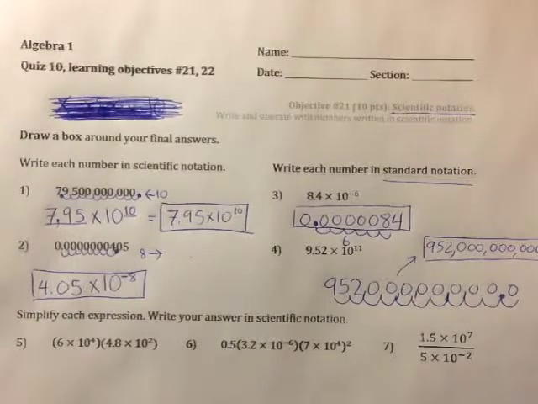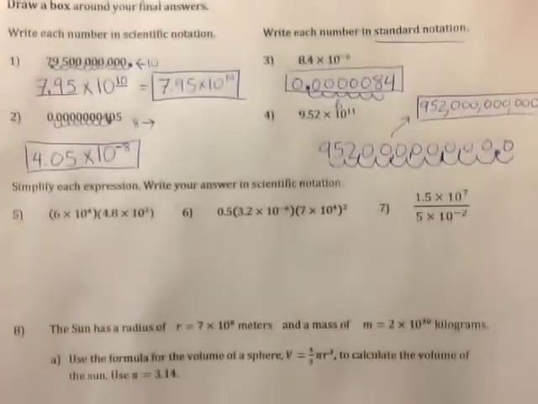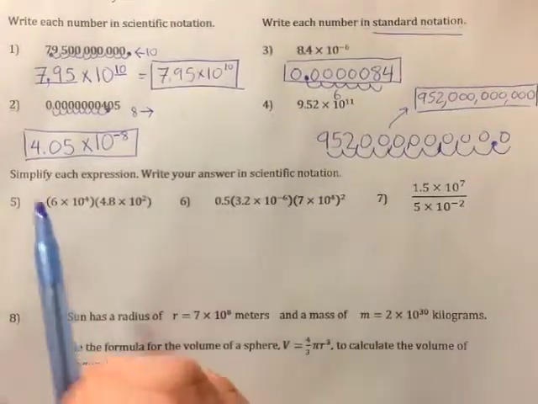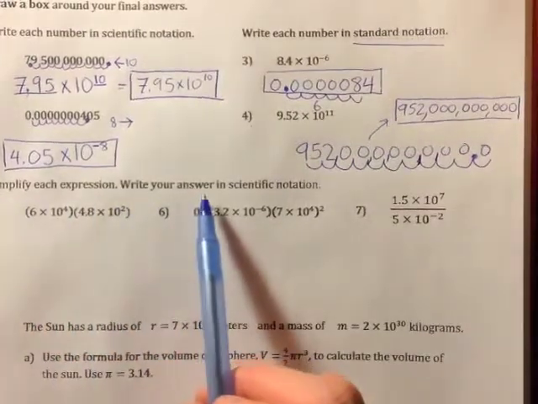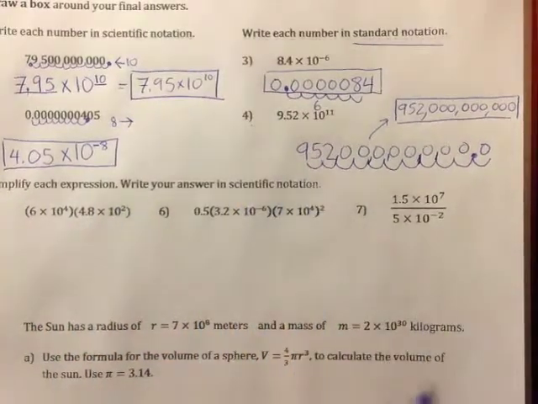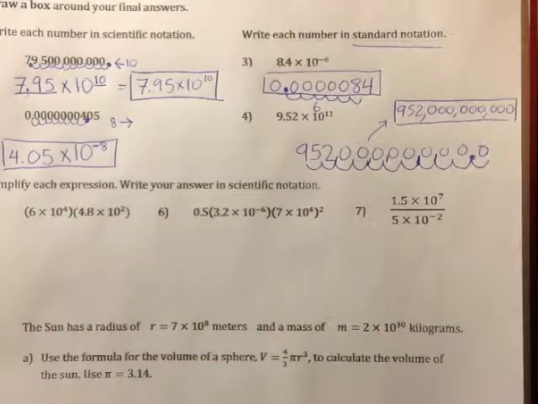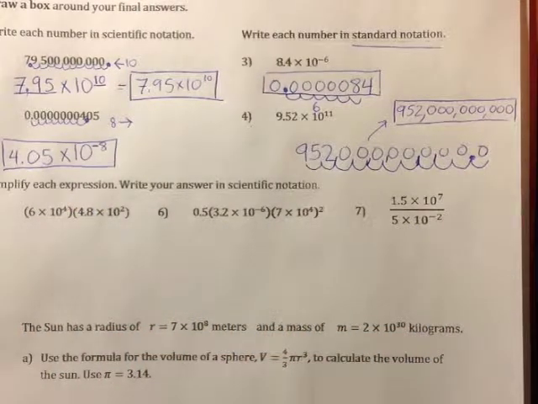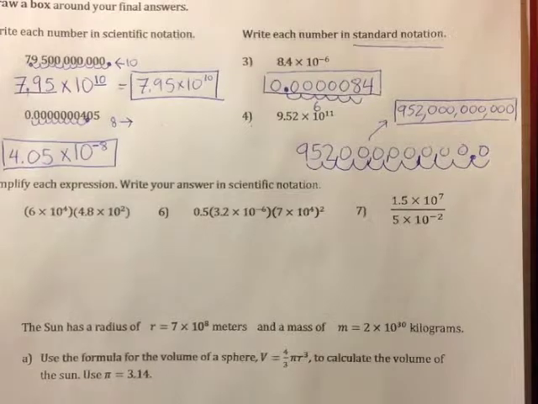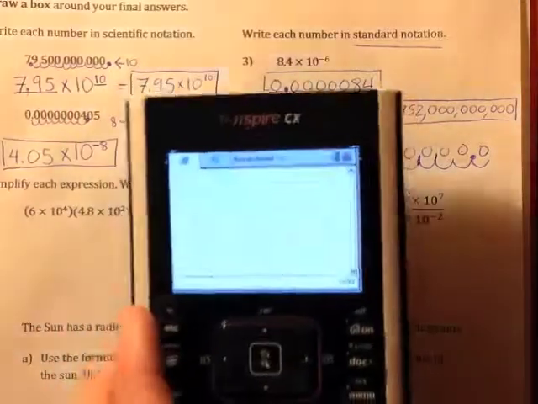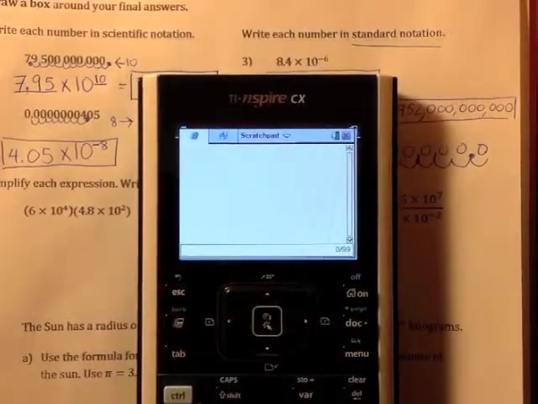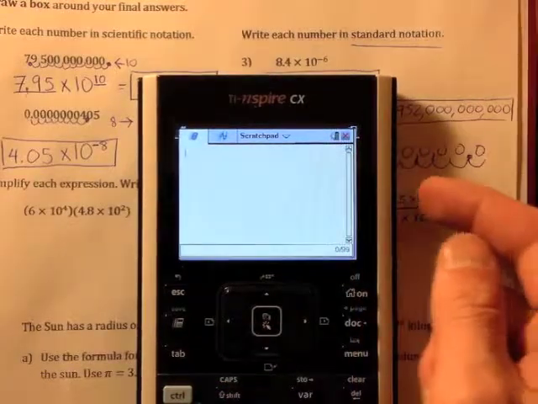Okay, so let's move on to question number 5. Simplify each expression, writing your answer in scientific notation. Now these questions are deceptively difficult. They're actually very, very easy. All you really have to do is plug these into your calculator. The problem though is that you need to be able to plug it into your calculator correctly.